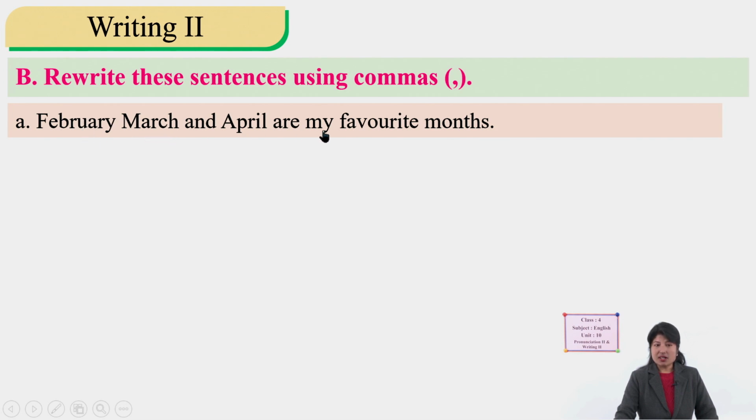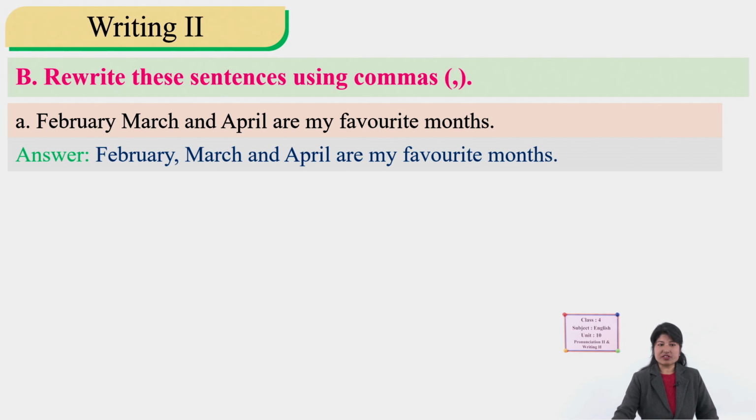So, February, March and April are my favorite months. Where is the comma required? Is it after February, after March, or where? Good. Okay, after February, a comma is required. February, March and April. There is already an "and" here, and this is a list of the names of the months. That's why a comma is used over here, for the separation of February and March.